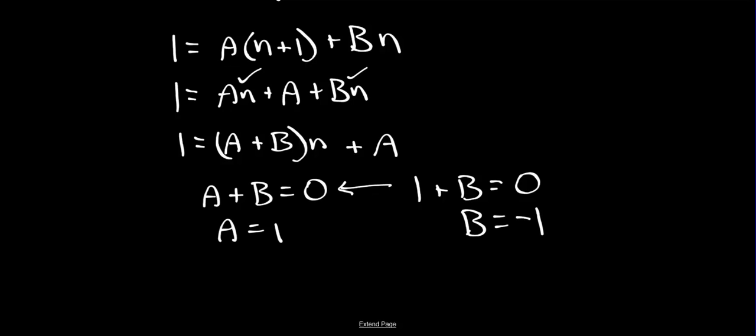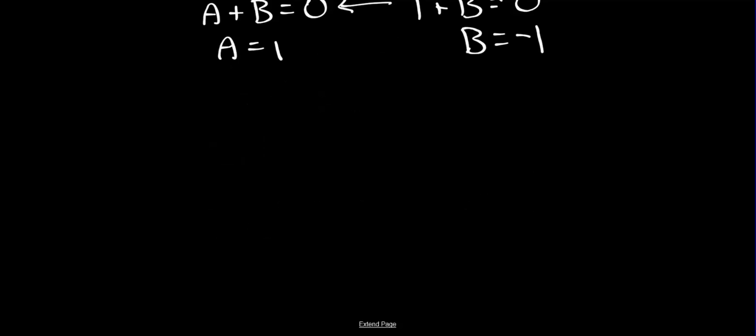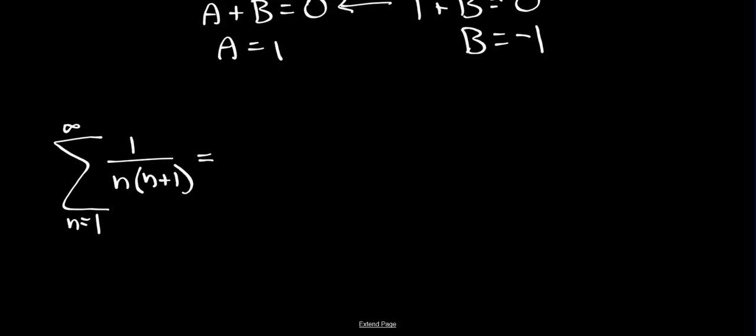Okay, good. So now we have this situation here. We have the sum from n equals 1 to infinity of 1 over n times n plus 1. We could rewrite that as this. We can use its decomposed form.